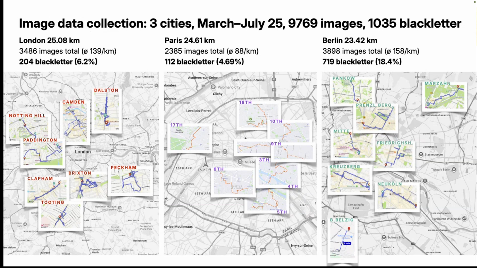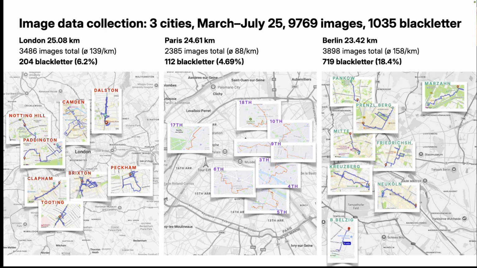across London, Paris, and Berlin. I collected 9,769 images, and over 1,000 of these contain blackletter. Why did I choose the countries? They're primary sites of where blackletter scripts originated, and the capitals as places where various typographic traditions converge.